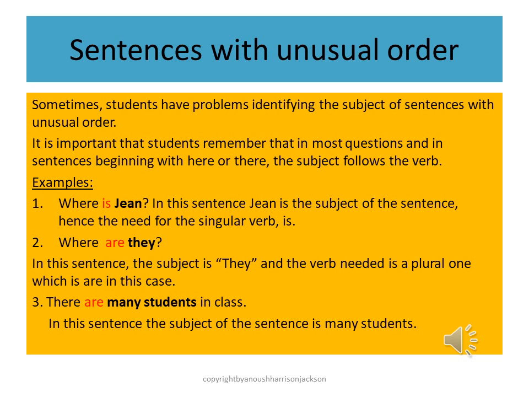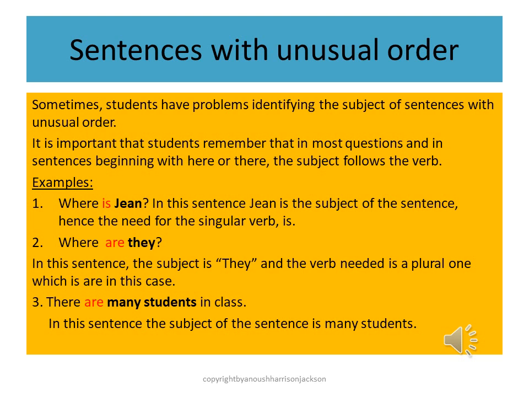Let us turn our attention to sentences with unusual order. Sometimes students have problems or difficulties identifying the subject of sentences with unusual order. It is important that students remember that in most questions and in sentences beginning with here and there, the subject follows the verb. Examples: where is Jean? In this sentence, Jean is the subject of the sentence, hence the need for the singular verb is.